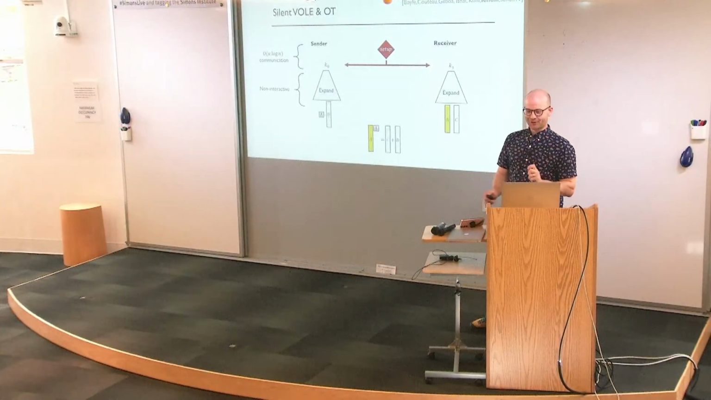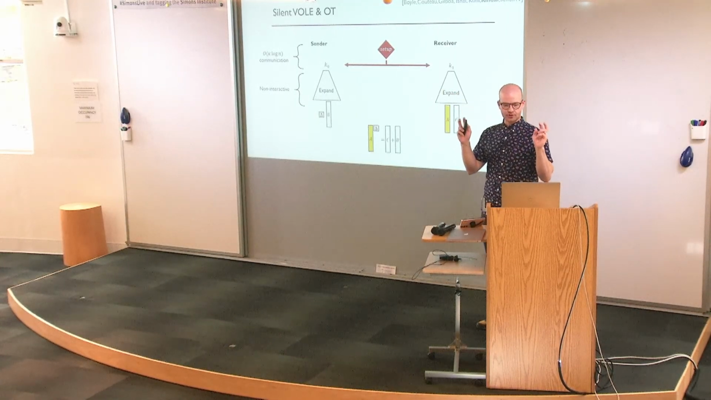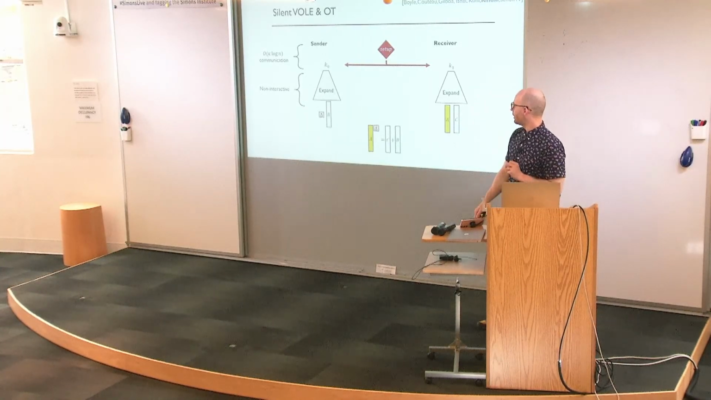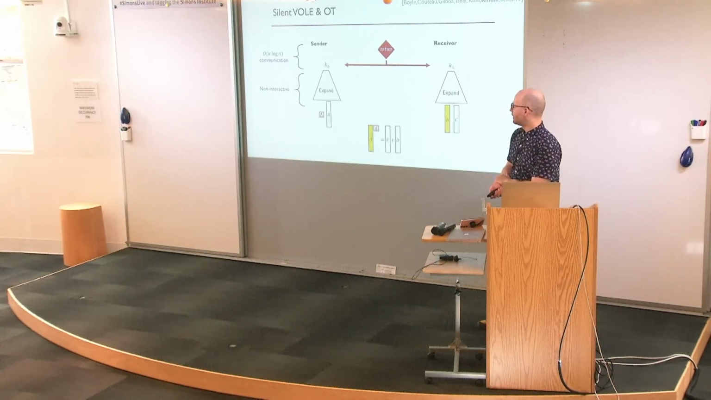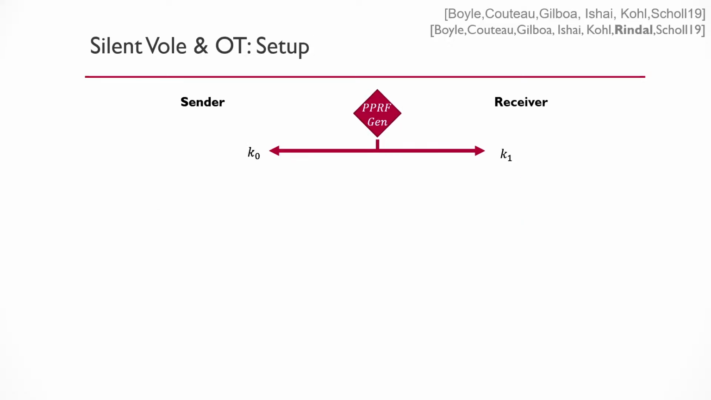Okay, good. So this is the correlation we want, and we want this property. And this is the so-called silent property where there's only a small amount of communication. And in MPC, communication ends up being the main issue, and so this is why people like this paradigm. And this is called a PCG, I guess, more generally.